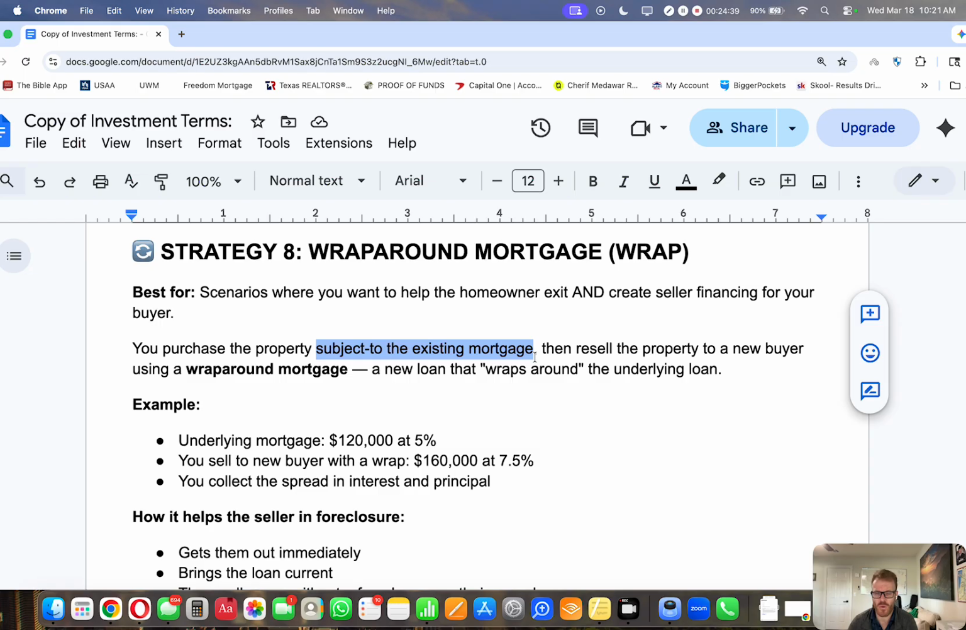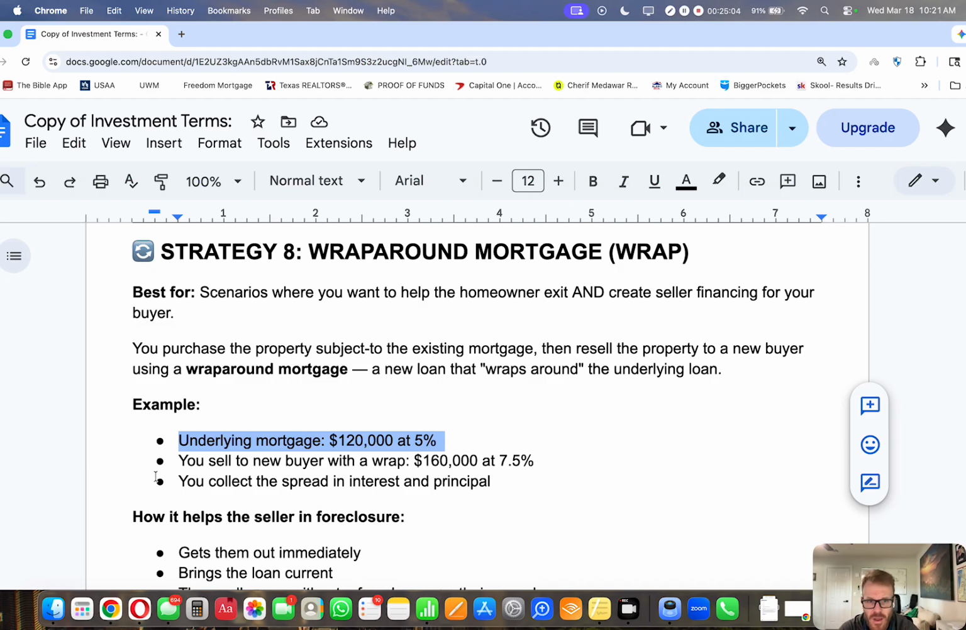We're going to take the mortgage over and get the deed. And then what I'm going to do is go and resell the property to a new end buyer using something called a wrap around mortgage, or a new loan that wraps around the underlying loan. Here's an example. We have an underlying mortgage at $120,000 at a 5% rate. I go and sell to a new buyer with a wrap at $160,000 at 7.5%.